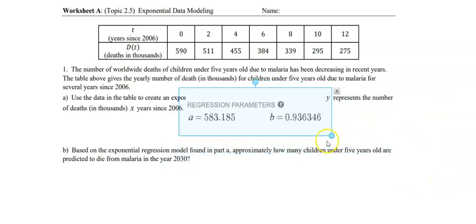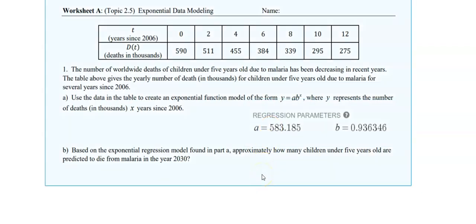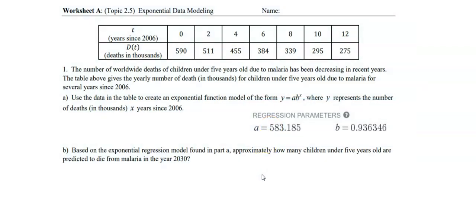And then we can write our equation based on that. So this is D of t equals 583.185 times 0.936 to the x, just like that.